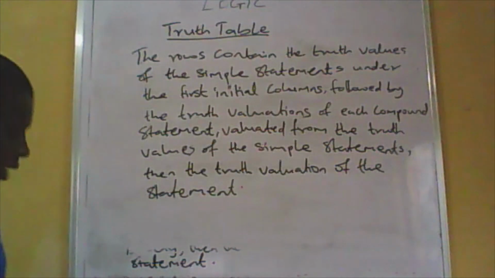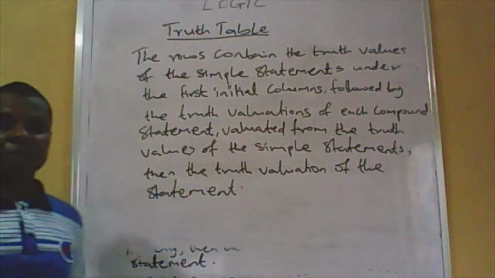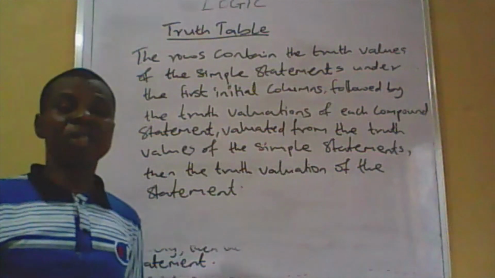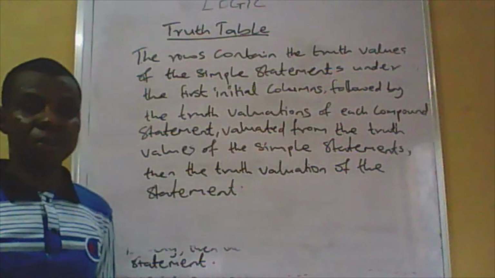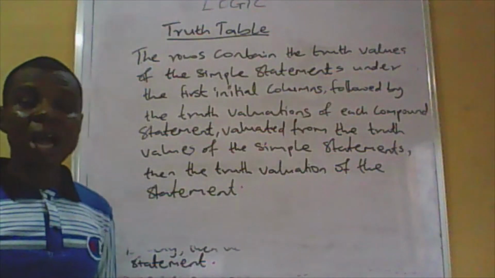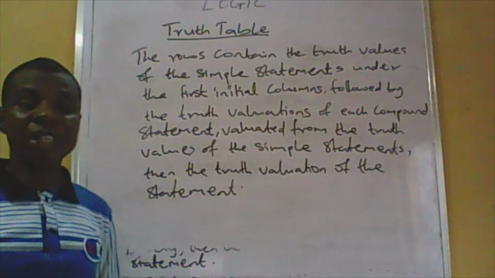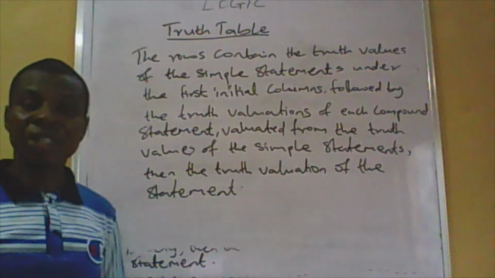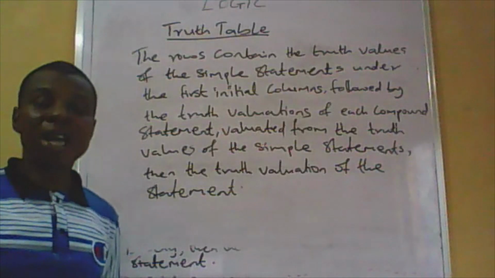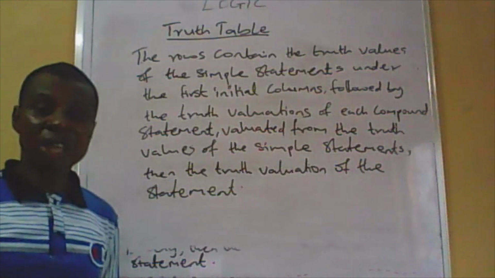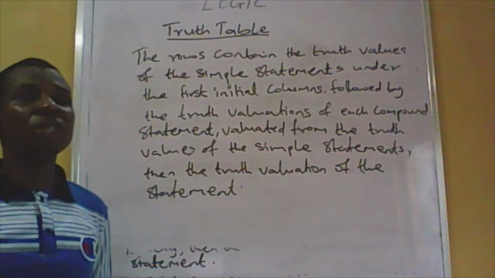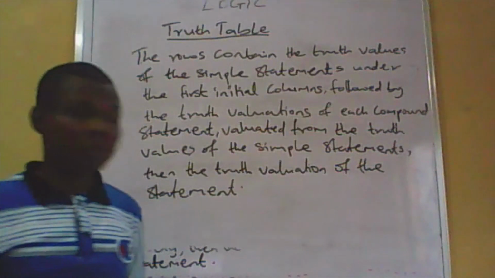Then we say that we have a formula we can use to determine the number of rows we can have in a truth table. This formula depends on how many simple statements are involved in the statement. That determines our number of rows in that truth table.